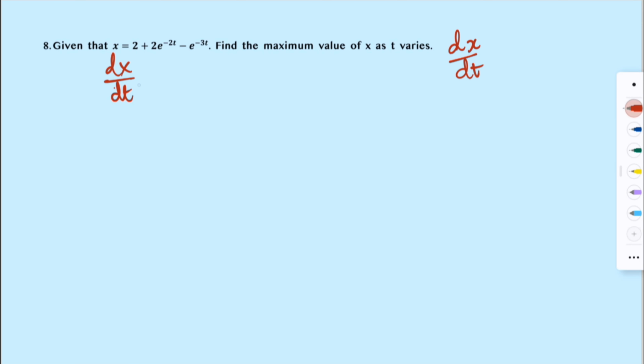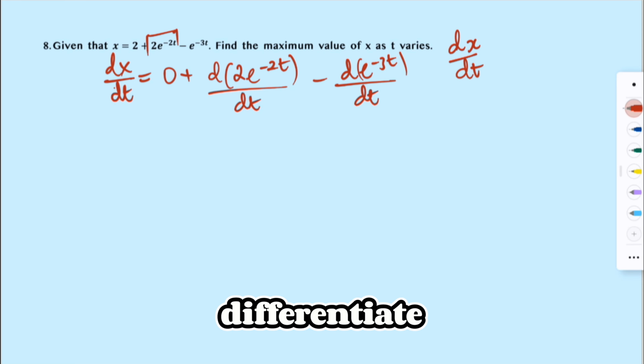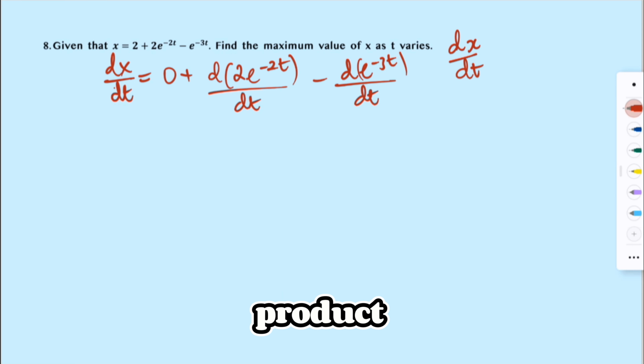dx by dt is equal to the derivative of a number, which is 2, is 0. So 0 plus the derivative of 2e to the power negative 2t with respect to t, minus the derivative of e to the power negative 3t over dt. Okay, I just want to break this down easily for you guys. So let's take this second part and differentiate it.